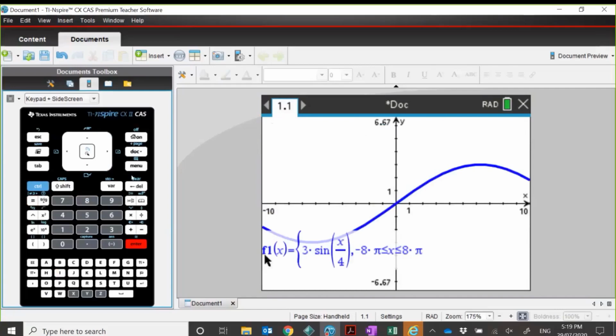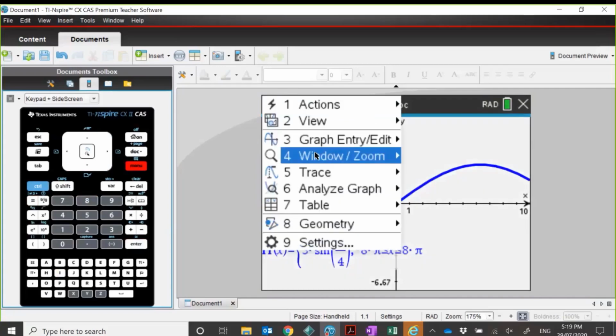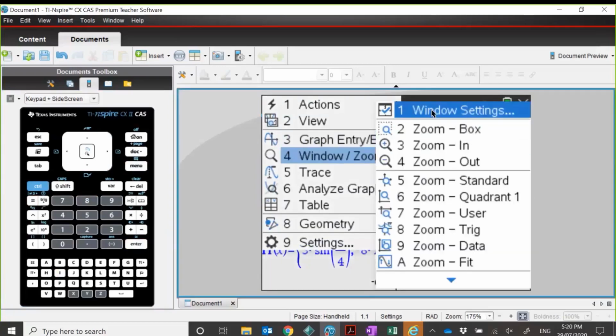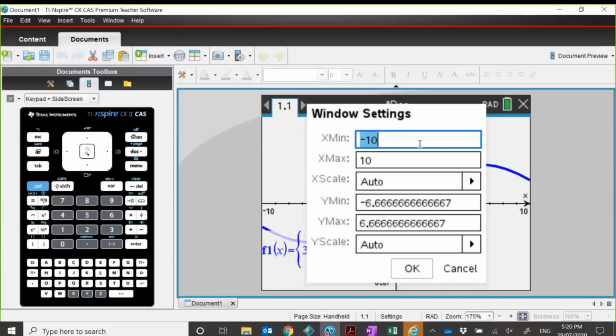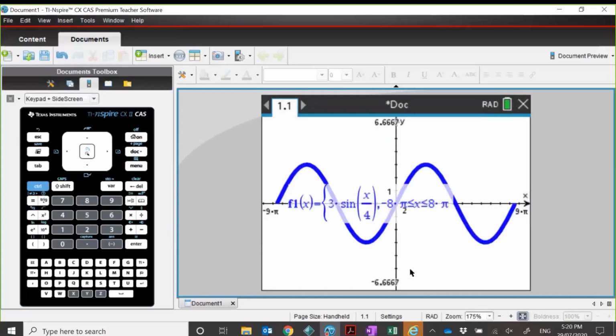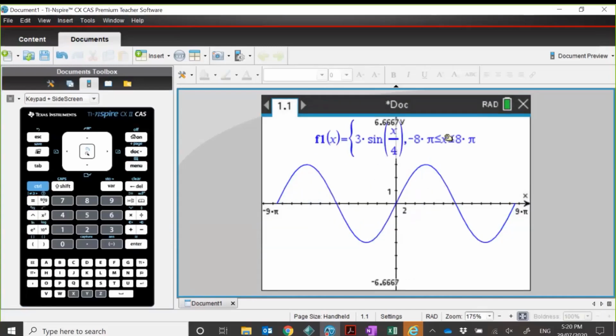So I'll just need to change my window settings. So window zoom, window settings. Now remember, I want to go from minus 8 pi, so I'm just going to go to minus 9 pi, just a little bit past it. Then I'm going to go up to 9 pi, and I will leave the y values as default. Okay. And you can see my sine function graph there between minus 8 pi and plus 8 pi.